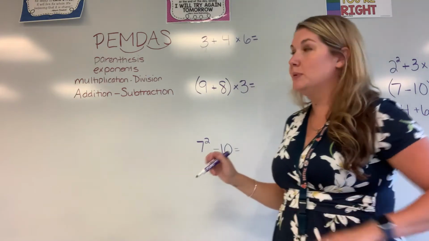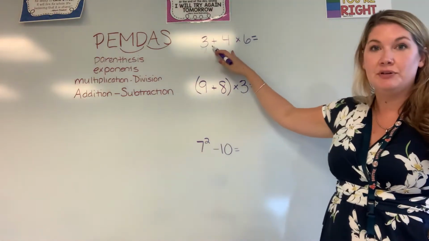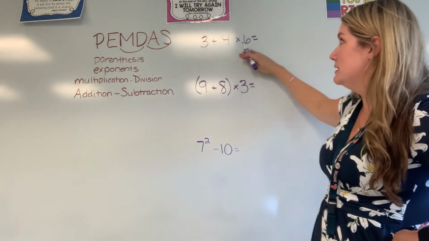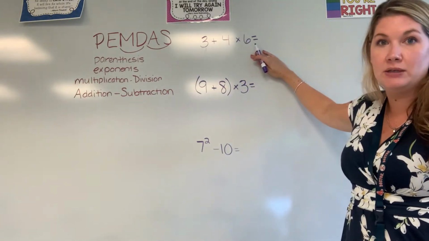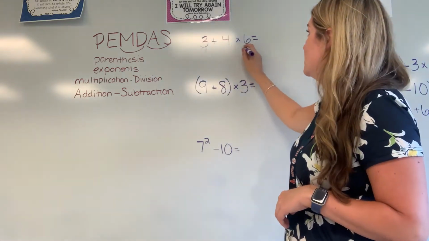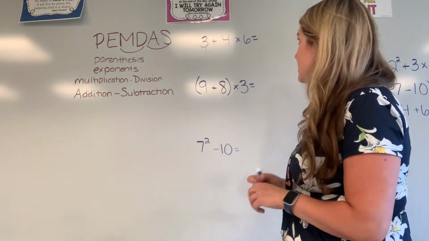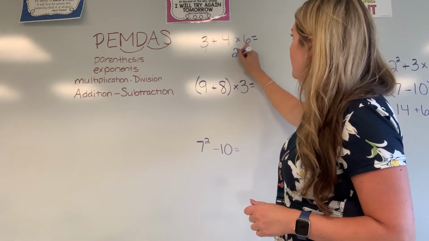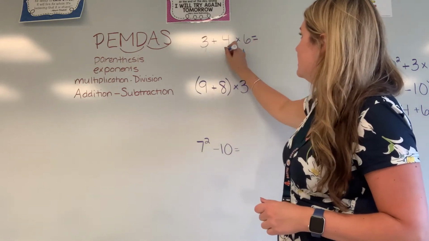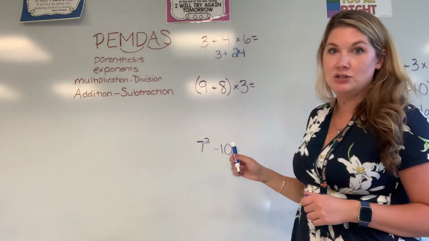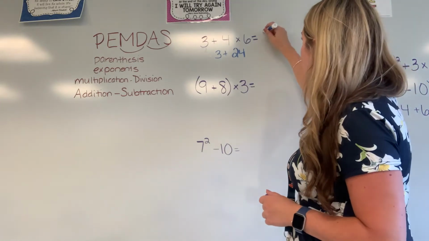I have some sample problems. This first one is 3 plus 4 times 6. I don't have any parentheses, and I don't have any exponents, so the P and the E don't apply. I do have multiplication or division. Right here I have 4 times 6, so that's going to come first. So that equals 24, and then I still have this plus 3. So now I do my addition, and 3 plus 24 is 27.